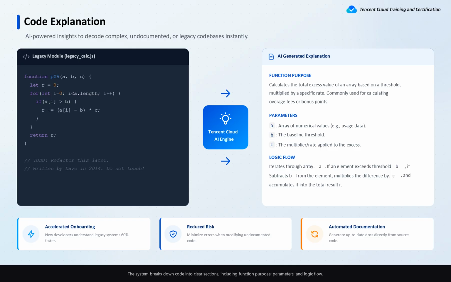The system breaks down code into clear sections, including function purpose, parameters, and logic flow. This is especially useful when working with undocumented or older code bases. It accelerates onboarding for new team members, reduces the risk of errors during modifications, and helps maintain better documentation. Overall, CodeBuddy transforms hard-to-read code into easy-to-understand insights, improving productivity and collaboration across development teams.